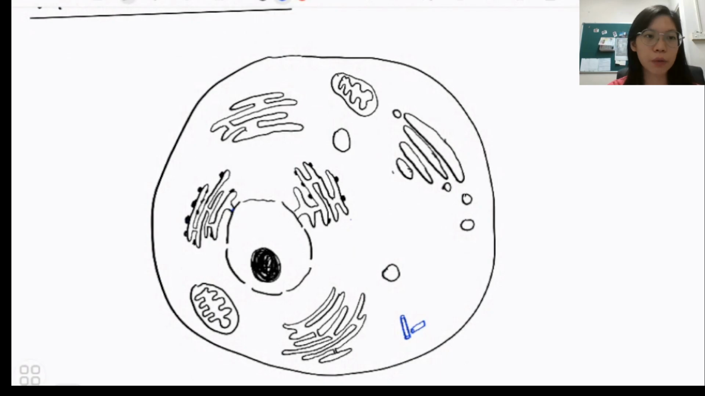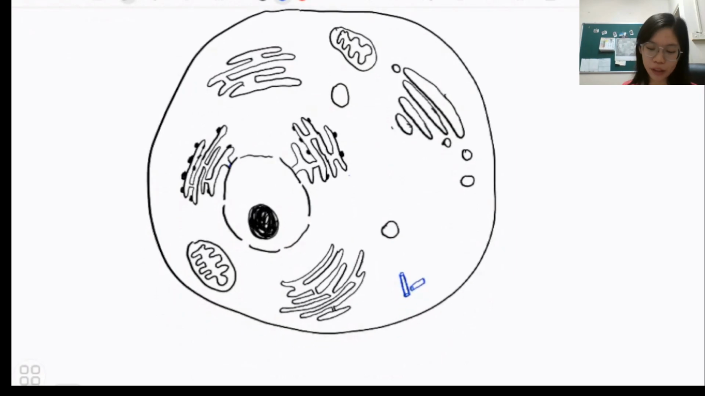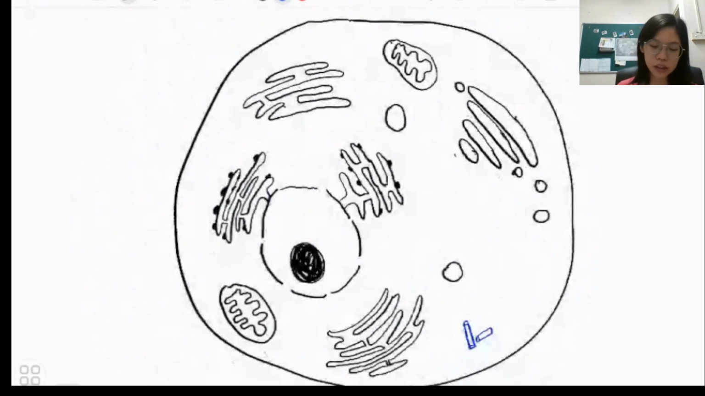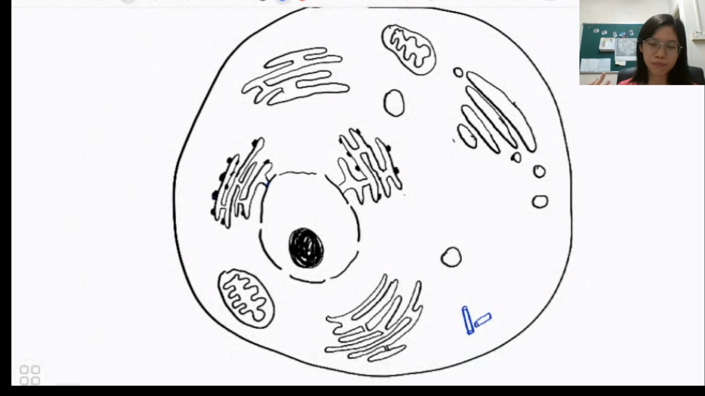Before I introduce their functions, I'm going to introduce how to identify which organelle is which. These are all the organelles that work behind the scenes in your animal cell. So first of all, the main one, the largest one, is the nucleus.